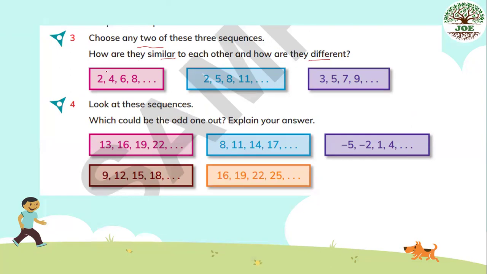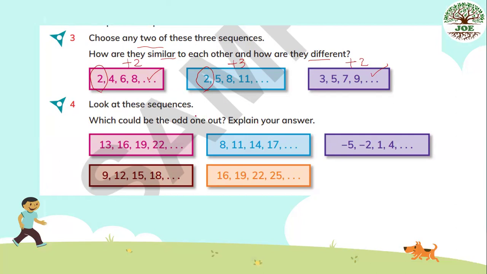So let's find first the term to term rule. This is 2, 4, 6, 8, add 2. 2, 5, 8, 11, add 3. This is 3, 5, 7, 9, add 2. So the first one and the third one have the same term to term rule, add 2. And the first sequence and second sequence have the same starting number, 2.